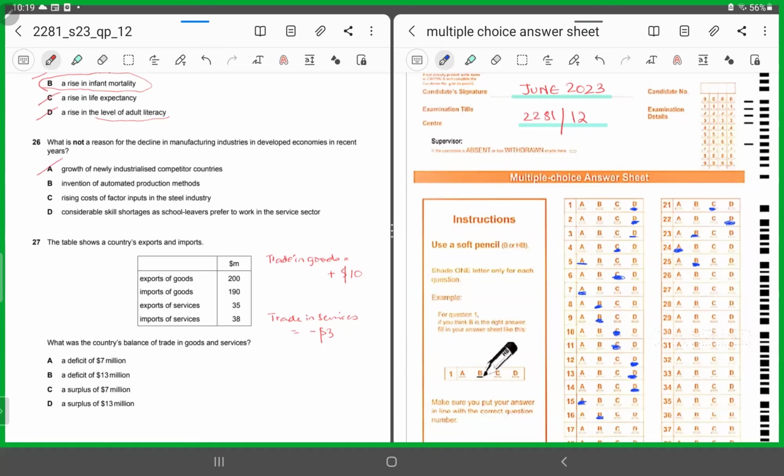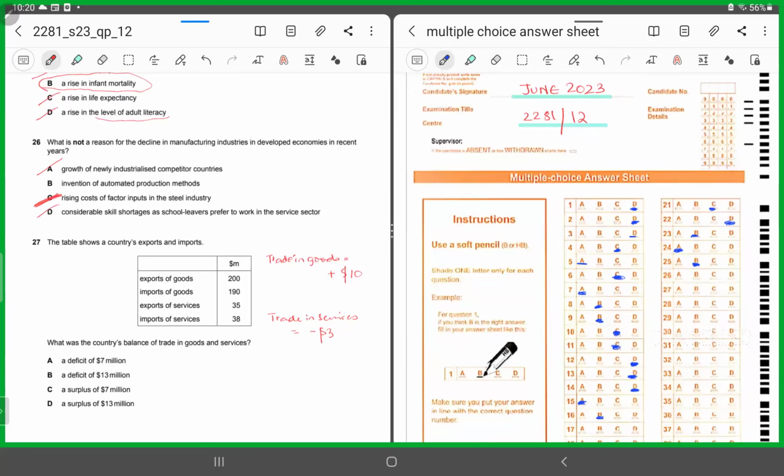C says rising cost of factor inputs in the steel industry. If the costs are rising, so what would have happened? Yes, manufacturing industries would have been facing difficulties in their production, right? The higher cost of production would have been a problem. So you can chop it off. D says considerable skill shortages as school leavers prefer to work in the service sector. So if you got labor shortages, then you would have been facing a problem.